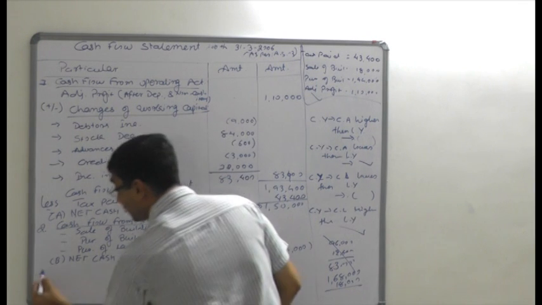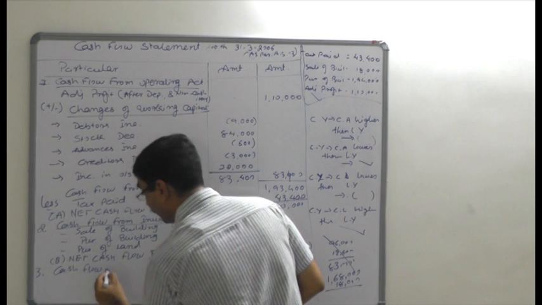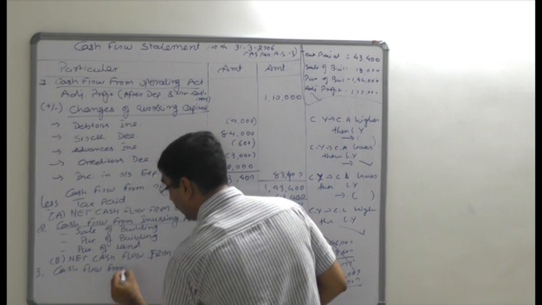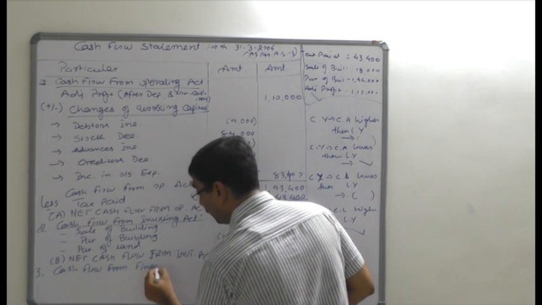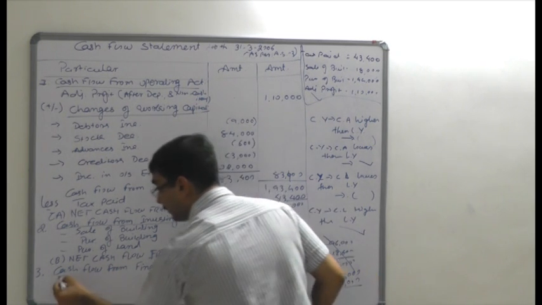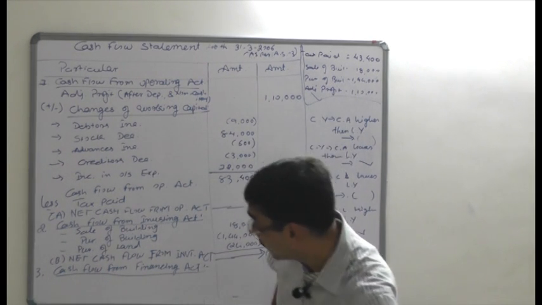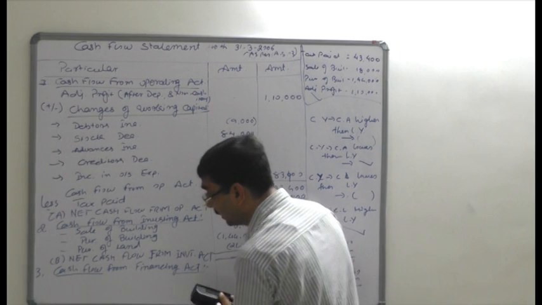Now we'll move to the next. Third is cash flow from financing activity. So this is your last activity, cash flow from financing activity. Let's see what are the changes under this financing activity.